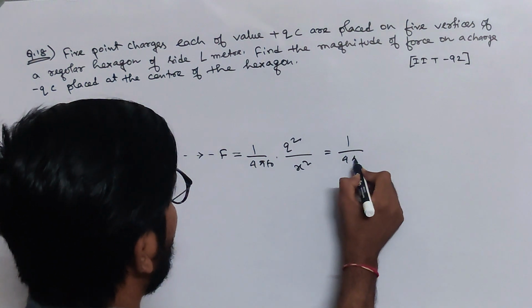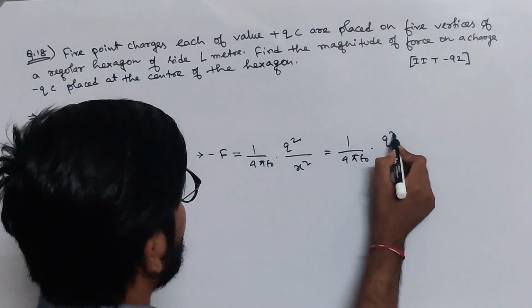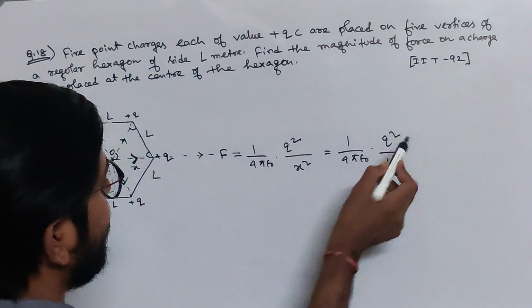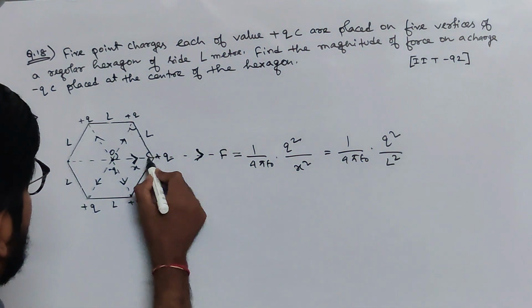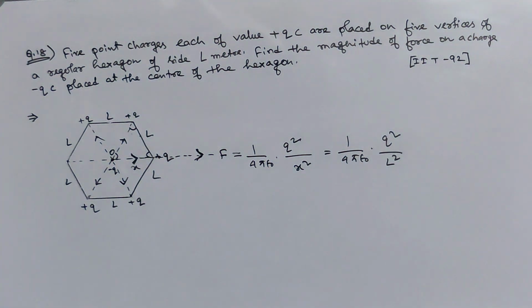So F will be 1 by 4 pi epsilon naught q square by L square. This is the answer: 1 by 4 pi epsilon naught q square by L square, and the direction is along this direction. Okay.